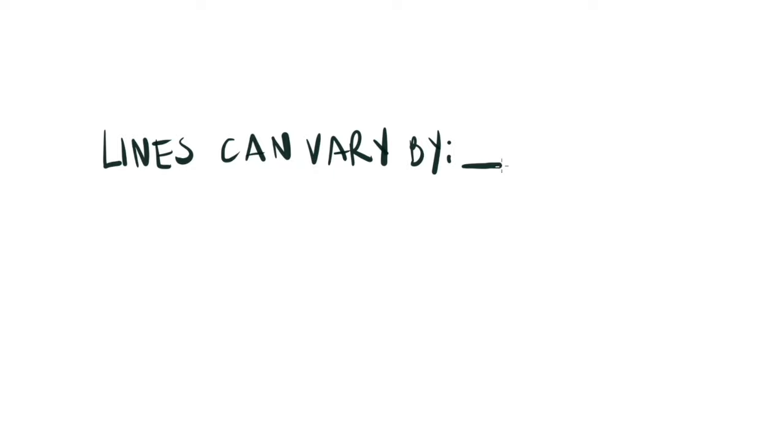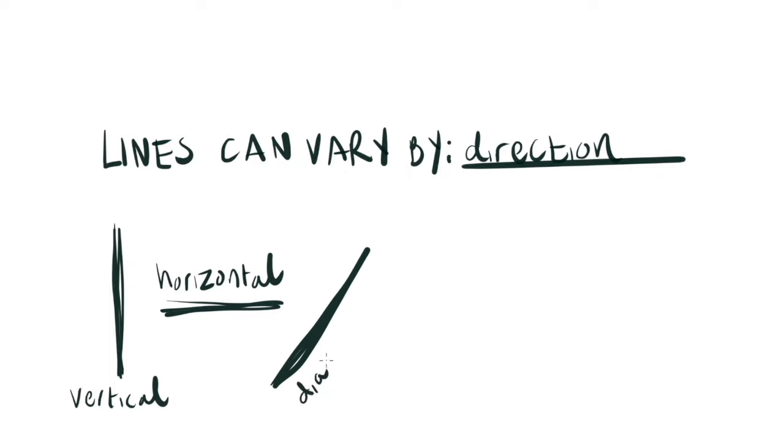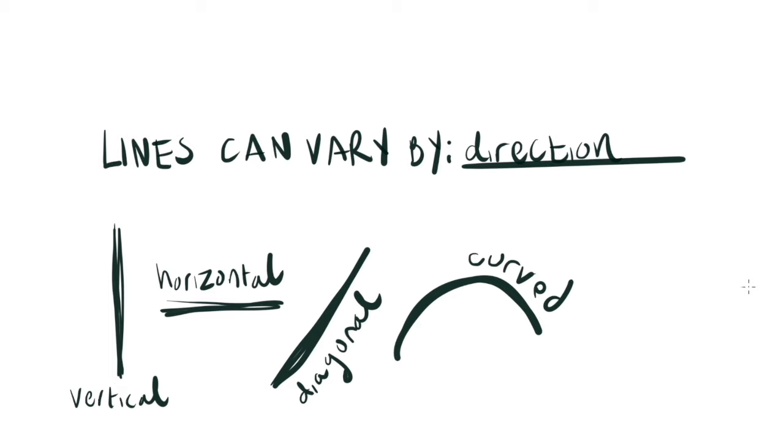Lines can vary in many ways. The first is by direction. Some lines go up and down, vertical lines. Some lines go side to side, horizontal lines, like a horizon line. There are diagonal lines, and there are curved lines.